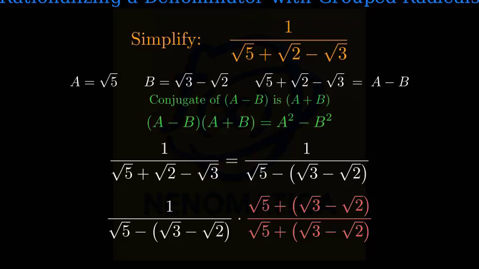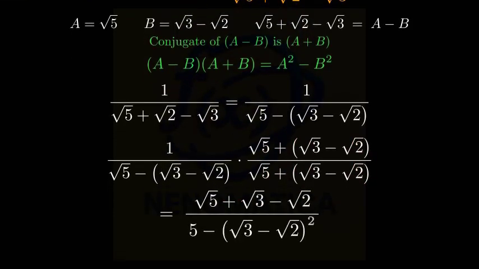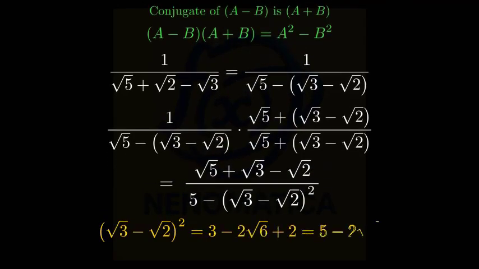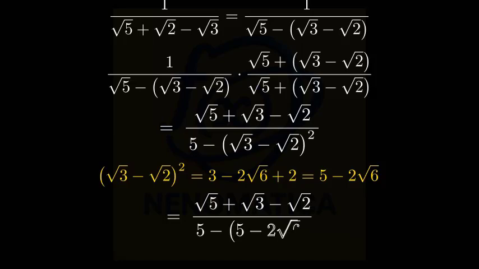Step 3. Expand the square of the quantity square root of 3 minus square root of 2. That equals 3 minus 2 times square root of 6 plus 2, which simplifies to 5 minus 2 square root of 6. Step 4. Simplify the denominator.